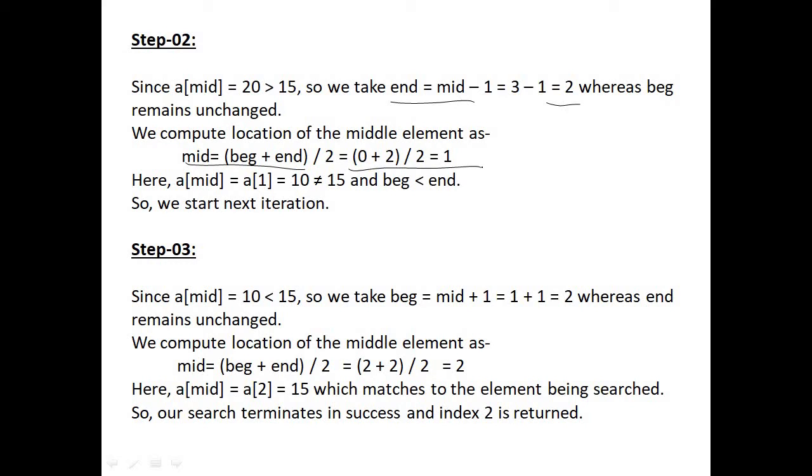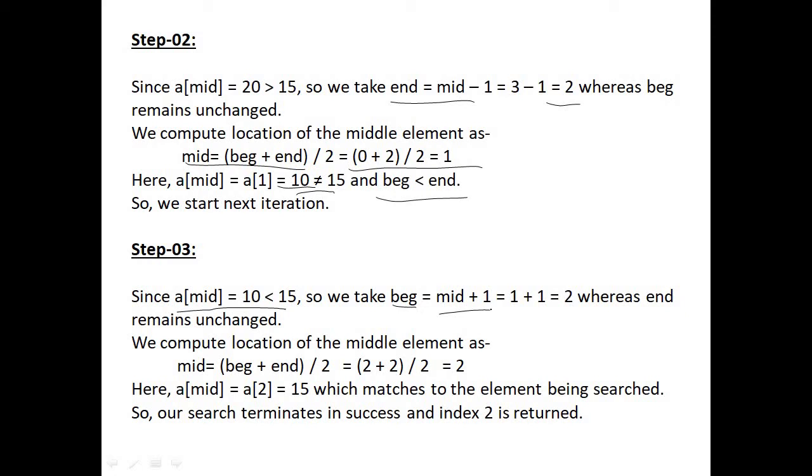Here a of mid, a of 1, equals 10. Is it equal to 15? No, not equal. And we need to check whether begin is less than or equal to end. If begin reached the end or goes above end, we say the element is not found. Now it is not equal, so we go for another iteration. a of mid, equal to 10, is less than 15. So we take begin equal to mid plus 1. If it is less than, begin equal to mid plus 1. If it is greater than, then end equal to mid minus 1.